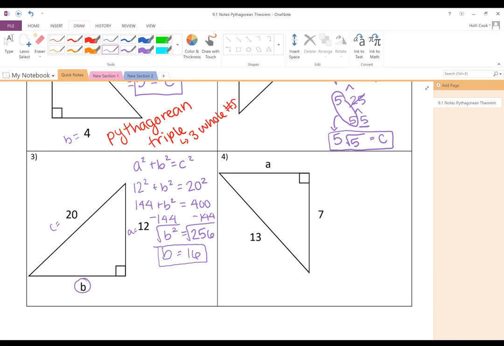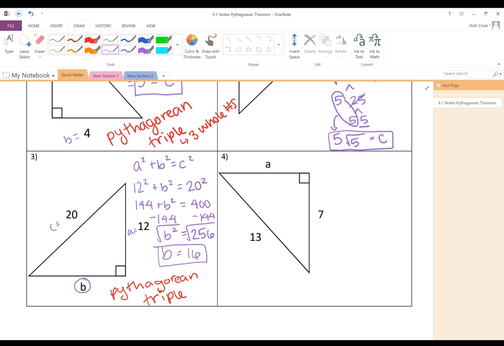Now is this one a Pythagorean triple? Yes. It has all whole numbers for our Pythagorean theorem. a, b, and c are all whole numbers. That means we have a Pythagorean triple. Okay, last example, number 4.